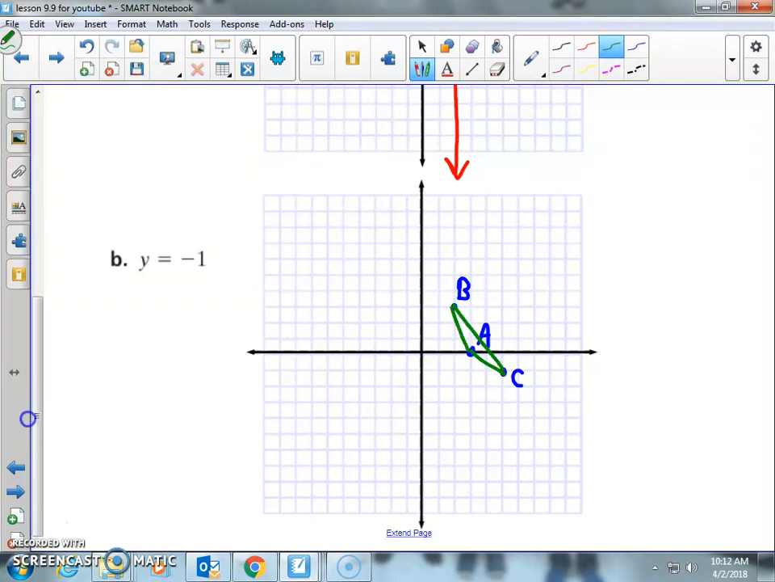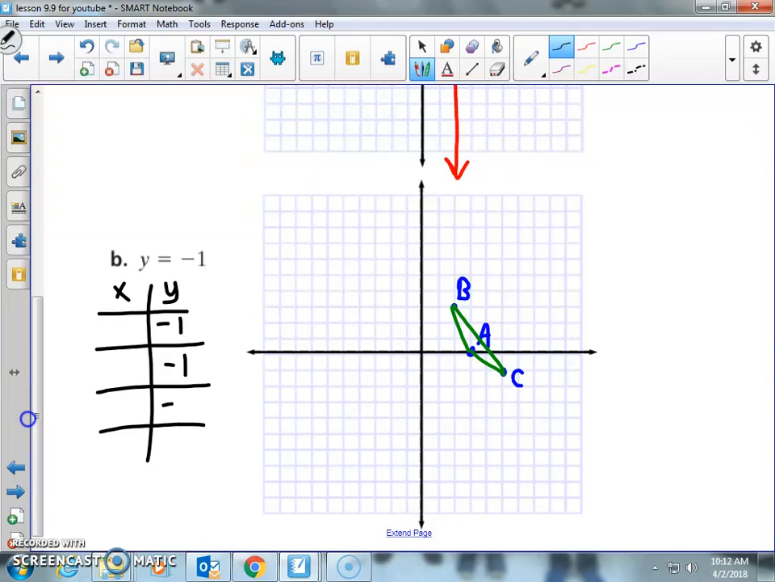And again, we're going to connect the dots. Here's our triangle. Now, it says y has to be negative 1. So my line of reflection this time is here. L-O-R, my line of reflection. And we do just what we did before.